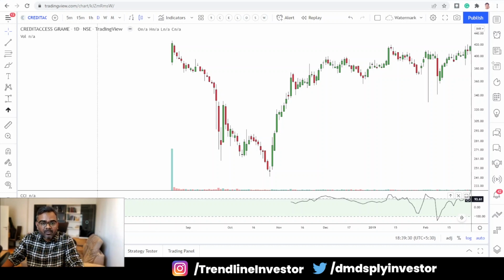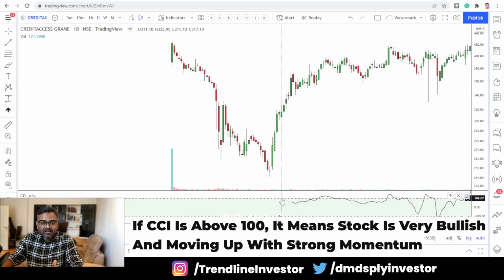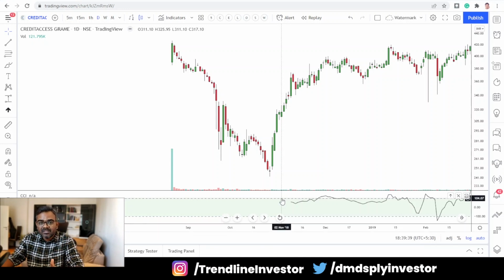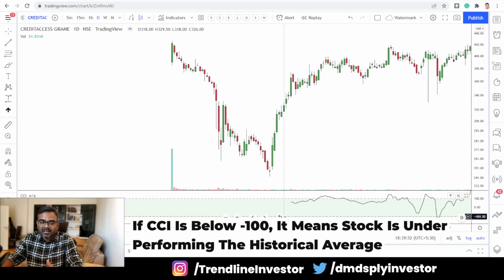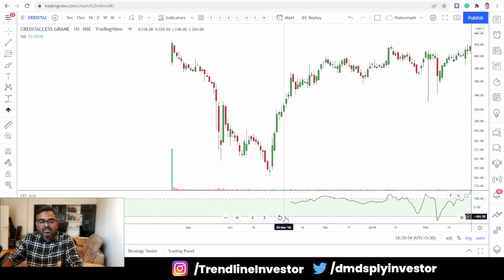If the CCI is above 100, which means if it goes above this blue line here that I have marked, the stock is very bullish, it's trending really strong, and it is performing very good, and it is about to give a breakout in the short term, medium term, or long term, whichever charts you're looking at. If it goes below minus 100, it's underperforming terribly compared to the historical average, and the stock is heading lower, or it is set to head lower, and it can show some weakness in the short term, medium term. So that's all you need to know.